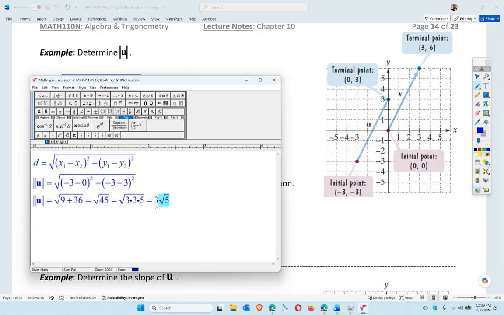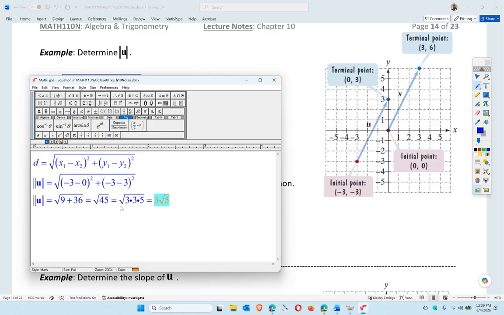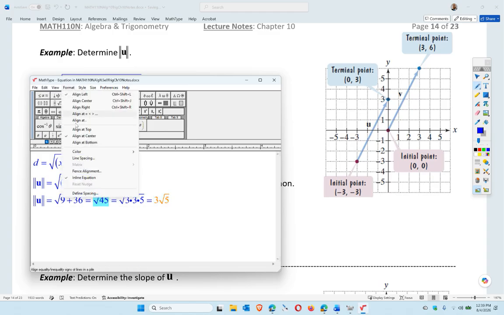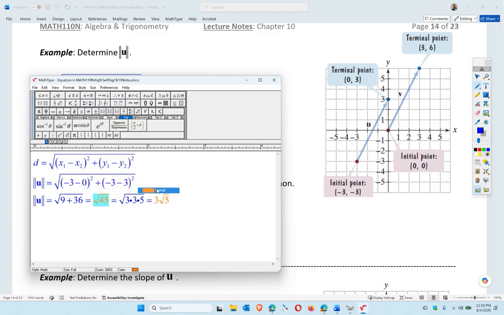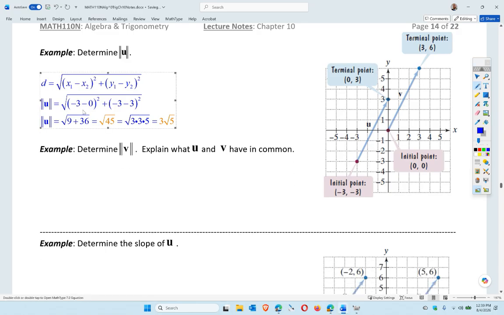So either this one or this one is fine here. The book answer will probably want the latter, but we'll take it. Okay, let's look at vector v. All right, we'll just copy paste. We can slightly cheat here.